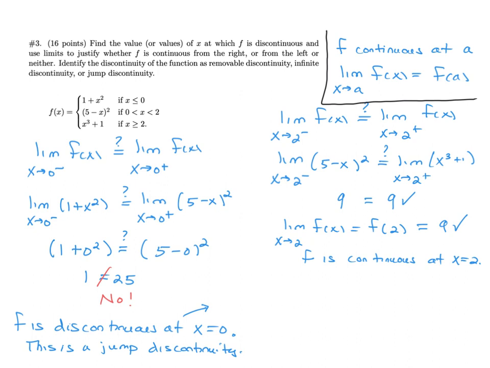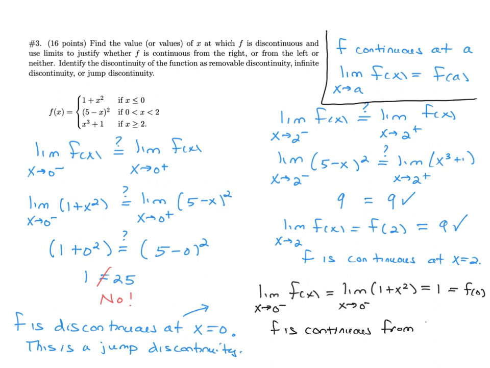So picking up here, if you look at the limit as x approaches 0 from the left of this function, I know that is equal to the limit as x approaches 0 of 1 plus x squared, which we know is 1. But this is also equal to the value of the function at 0. So just on the left side, if we approach 0 from the left, it's equal to the value of the function at 0. And this means f is continuous from the left at x equals 0.